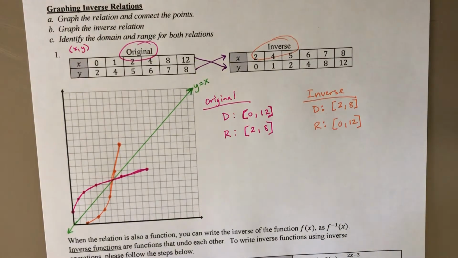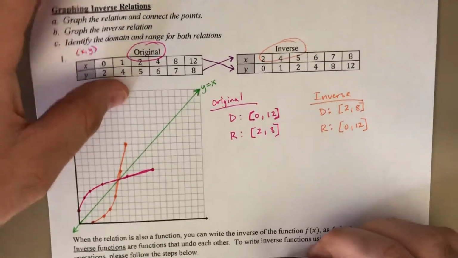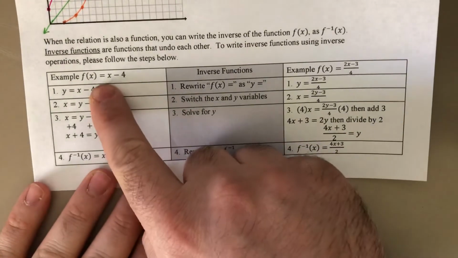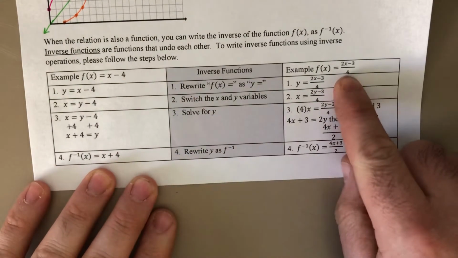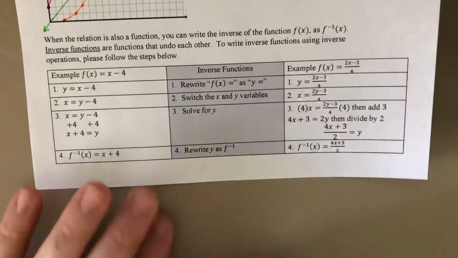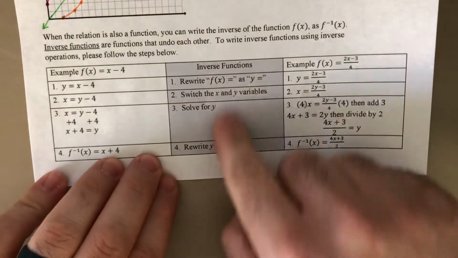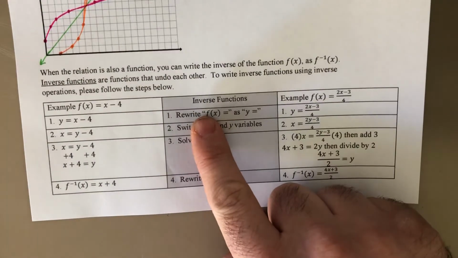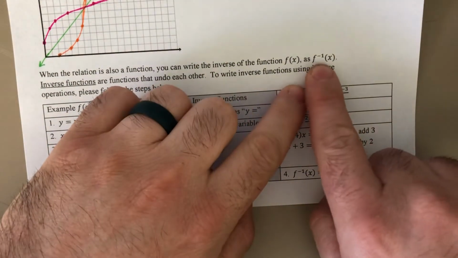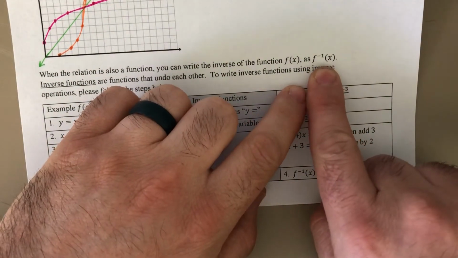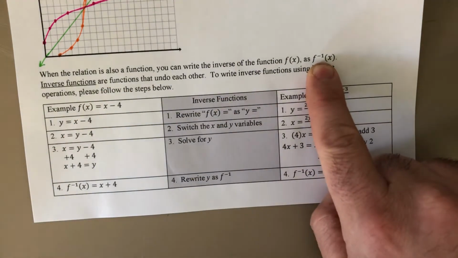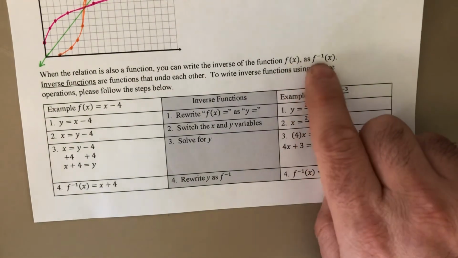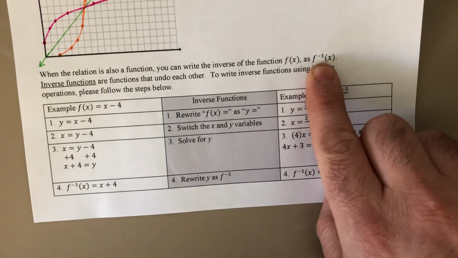But let's talk about how you find the inverse if you're just looking at a function like x minus 4, or like this guy, 2x minus 3 over 4. How do we do that? And so here are the steps. These are two different examples. By the way, we write the inverse function as f to the negative 1 of x. Now this is not actually to the negative 1 power. This is just a way of us saying it's the inverse of what f of x was. Here's f of x, and here's f of x's inverse.